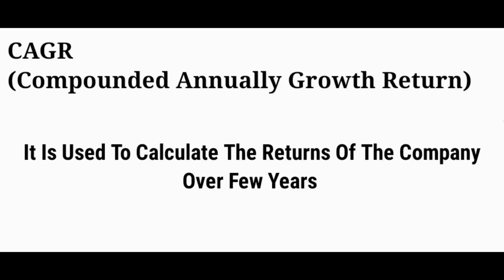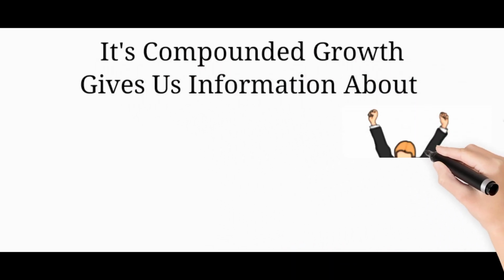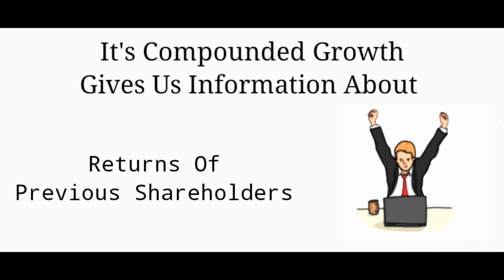Next, CAGR. It is used to calculate the total returns of the company over a few years. Its compounded growth gives us the information about how much previous shareholders earned from the stock.